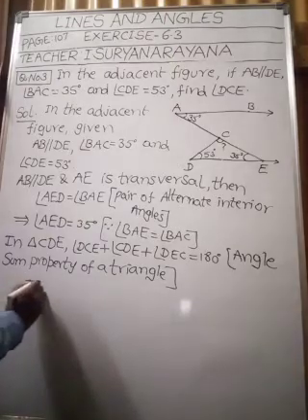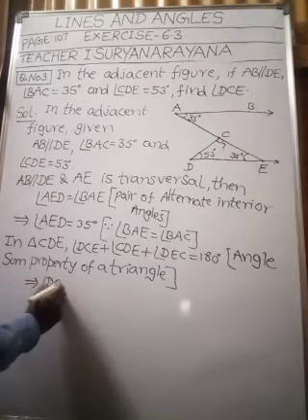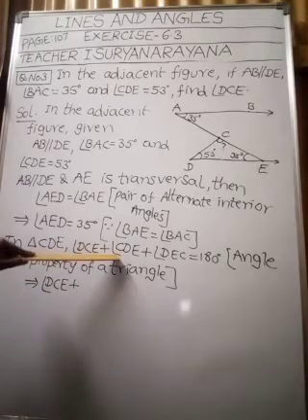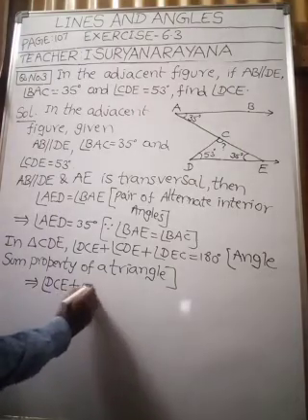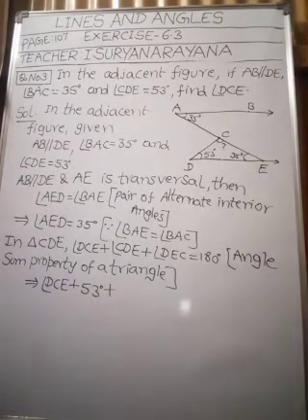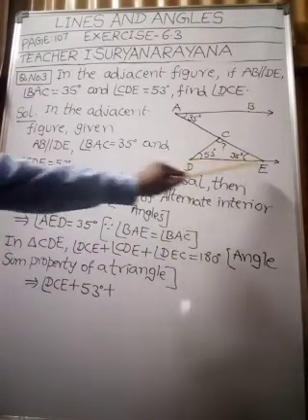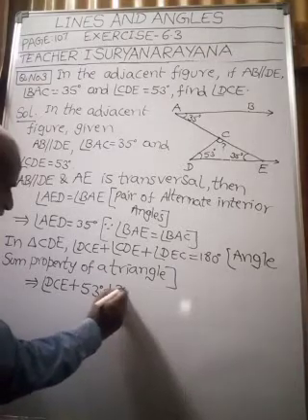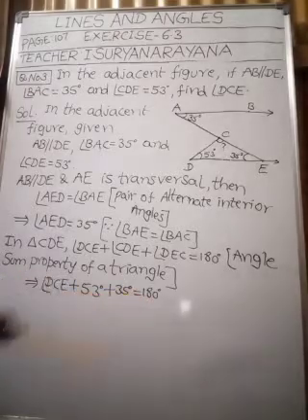This implies angle DCE. We don't know the measurement of this angle DCE, we write that angle as it is, plus angle CDE. What is the measurement of this angle? 53 degrees, plus angle DEC. What is the measurement of angle DEC? 35 degrees is equal to 180 degrees. Understood this step, my children?